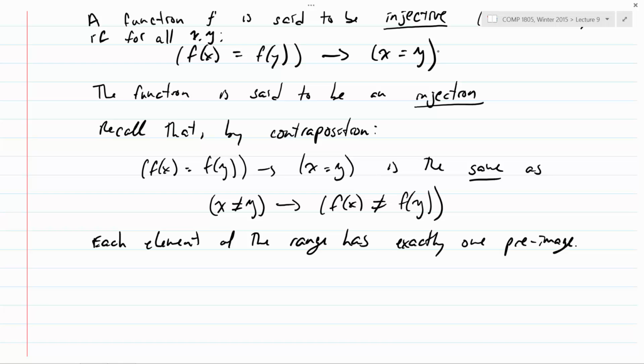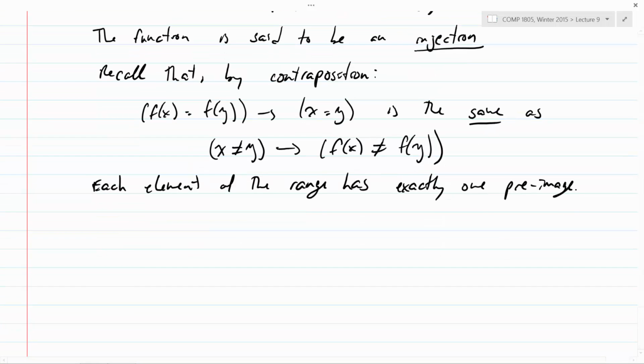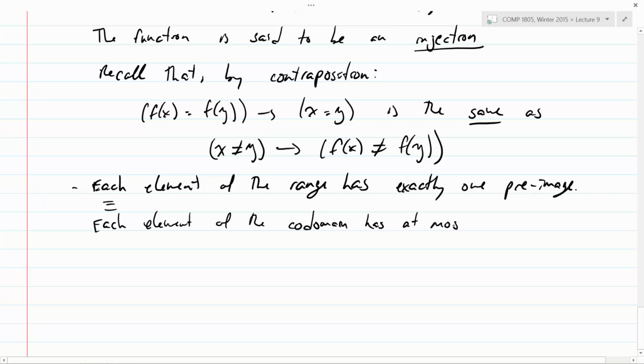Yeah, so you could say each element of the codomain has at most one preimage. That would be the same thing. If it's the range, then it's exactly one. So let's in fact write that down. That's exactly the same as each element of the codomain has at most one preimage. So you can think about it either way, whichever is more helpful to you is how you can remember it, but you should know that those two statements are exactly equivalent.